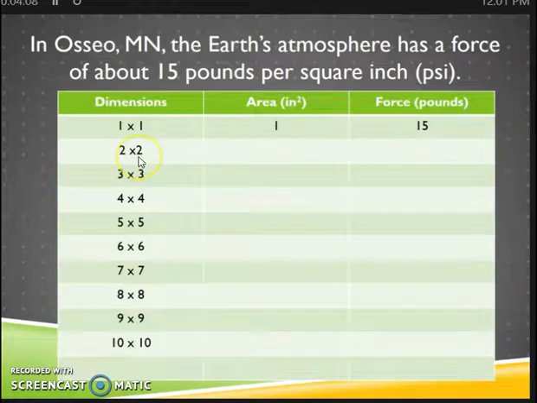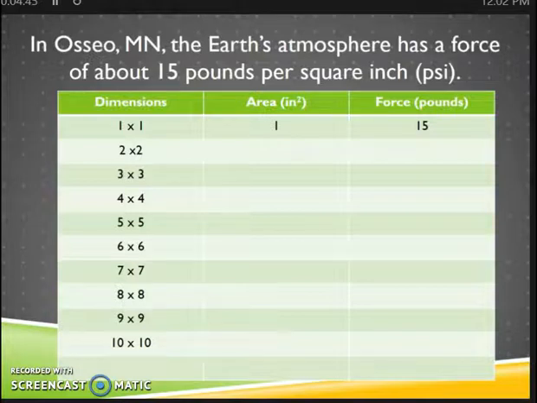Now, as we see, if we did 2 times 2, we'd have an area of 4 square inches, and 4 times 15 would give us what? 60 pounds per square inch. So take a minute, pause the video, go through and finish your dimensions that you have on your notes, and you'll see what happens as we increase the size of a given area. What happens to the amount of force or pressure that we have hitting down on us?